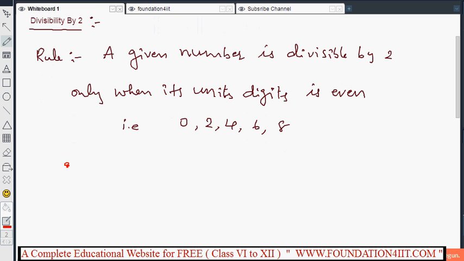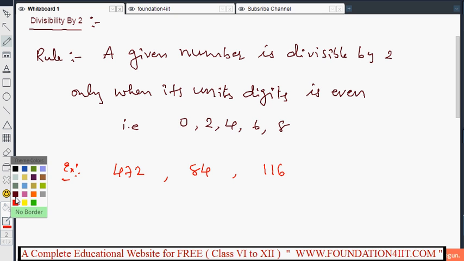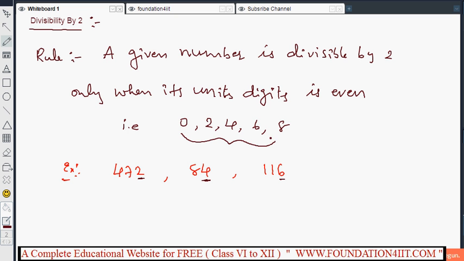Let me give a few examples: 472, 84, 116. These numbers are all divisible by 2 because in the units place we have 2, 4, 6. So if any even digit is in the units place, then that number is divisible by 2. This is the rule for 2.